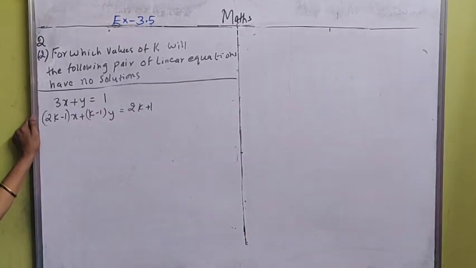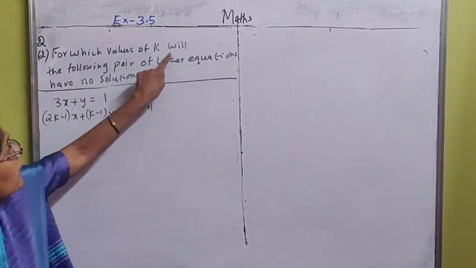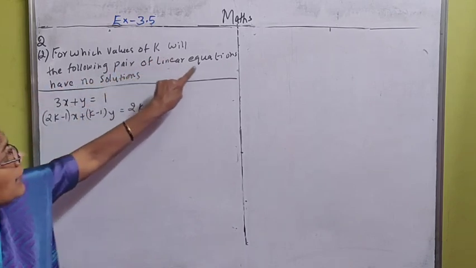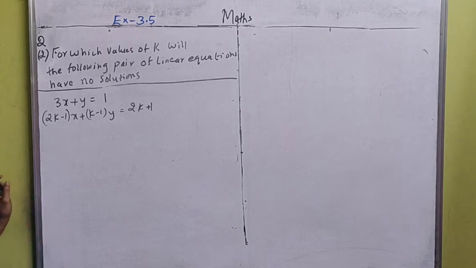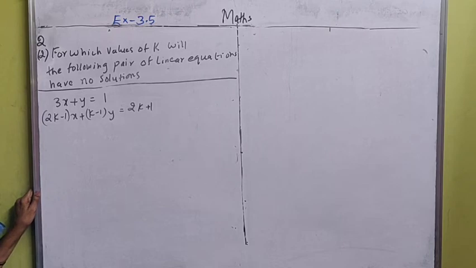Now let us see the second sum. Same as what we did for the previous sum, we have to do. For which values of k will the following pair of linear equations have no solutions? No solutions means what? A1 by A2 should be equal to B1 by B2, should not be equal to C1 by C2. Means A1 and B1, A2 and B2 values only we have to consider.